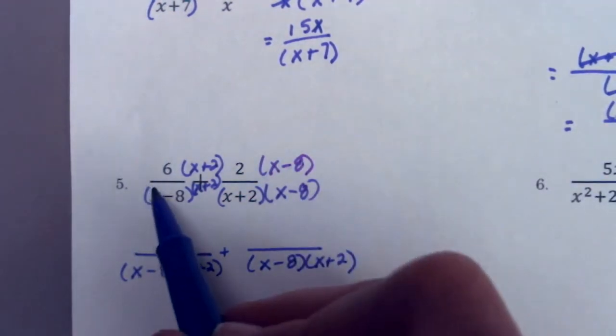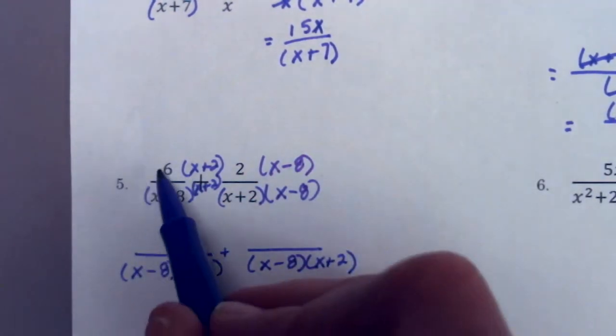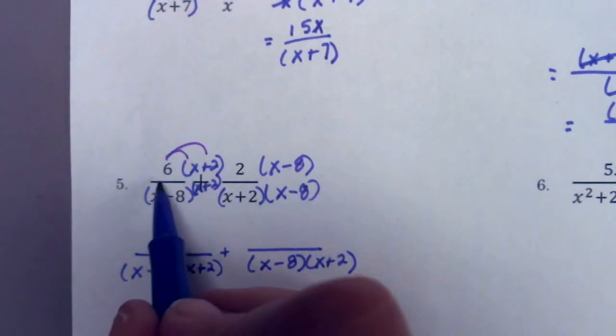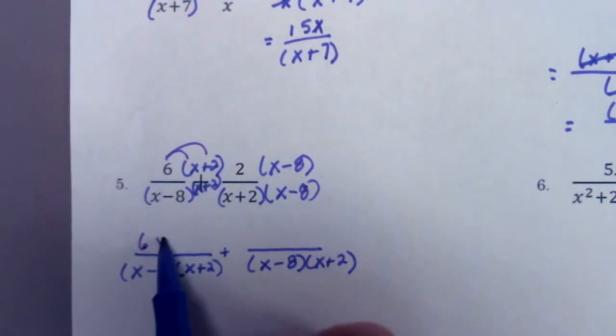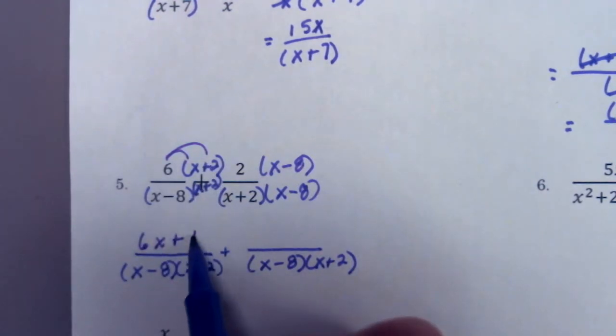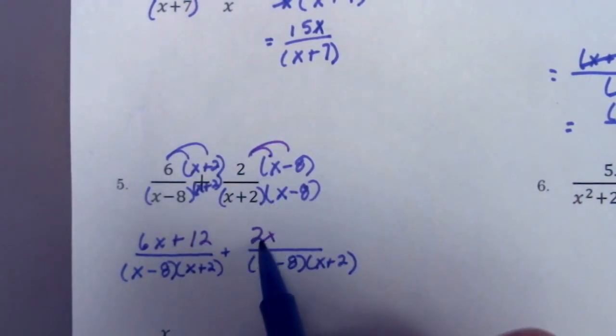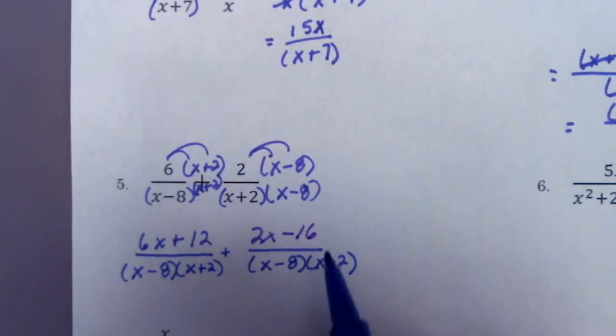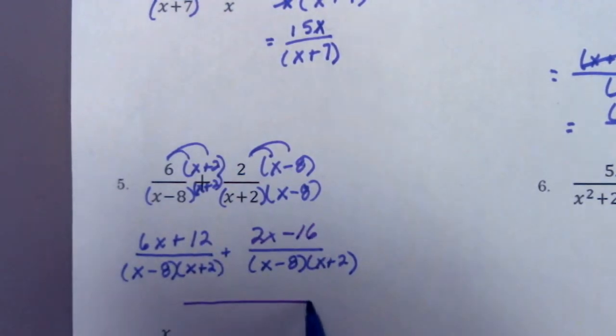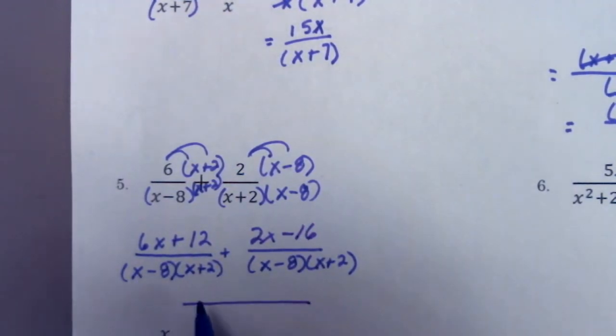All right, got kind of messy there, but for the new fractions, I'm going to go ahead and distribute the 6 times x plus 2, so 6x plus 6 times 2 is 12. Over here, 2 times x is 2x, 2 times negative 8 is negative 16. All right, so I have my two fractions with common denominators. The next step is to put them all over one denominator. And the last step will be to simplify.